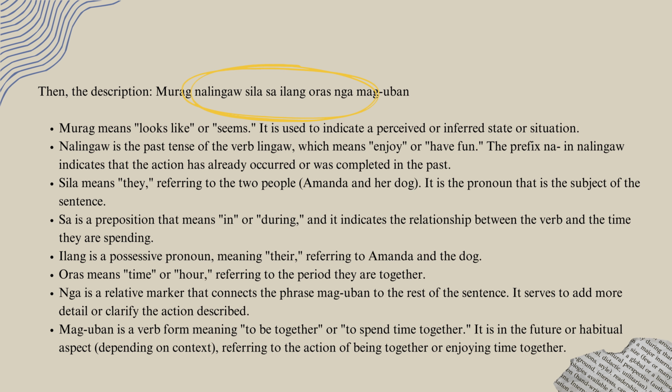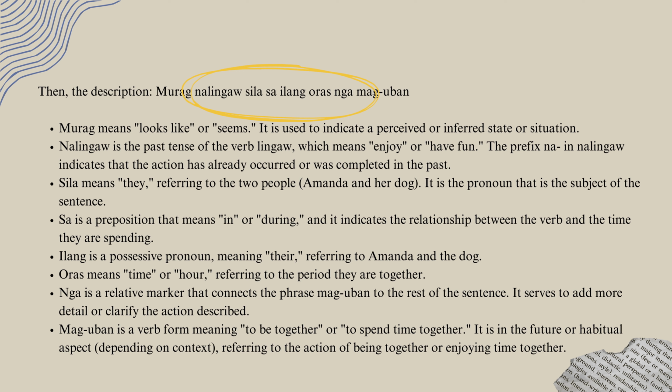Then, the description. Murag nalingaw sila sa ilang oras nga mag-uban. Murag means looks like or seems. It is used to indicate a perceived or inferred state or situation. Nalingaw is the past tense of the verb lingaw, which means enjoy or have fun. The prefix na in nalingaw indicates that the action has already occurred or was completed in the past.